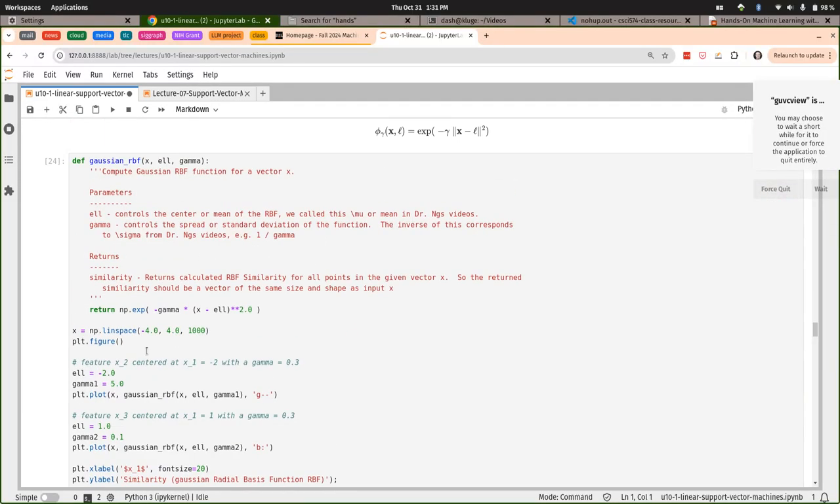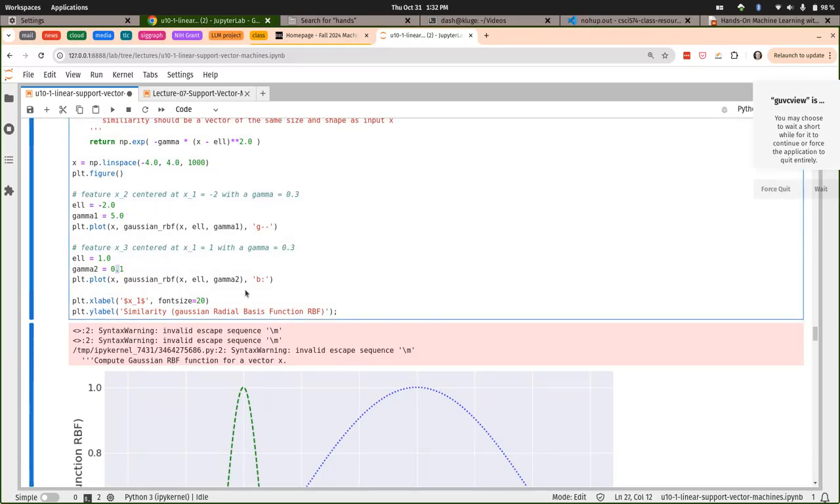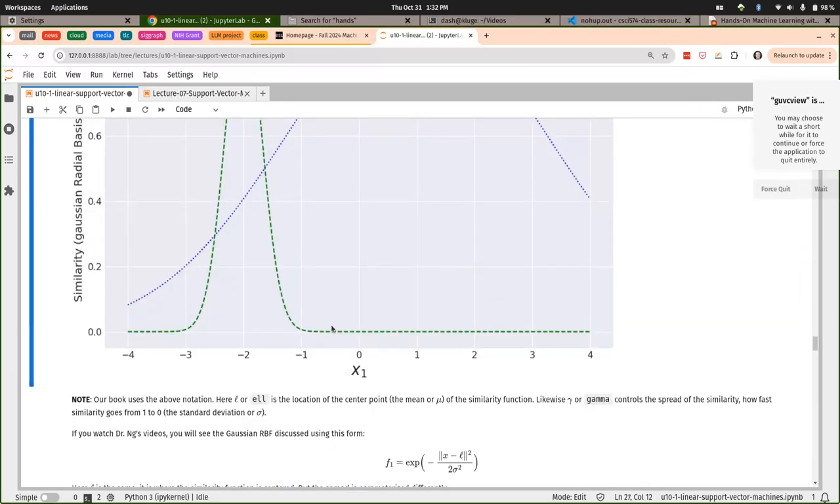So in this case, on the first one, we used a gamma of 5 and 0.1 for the two different curves that we had here.